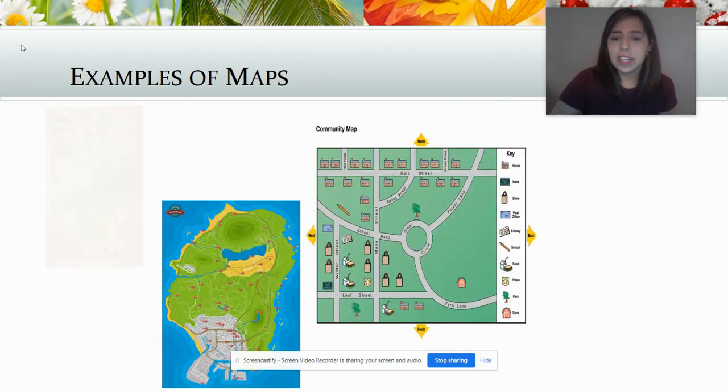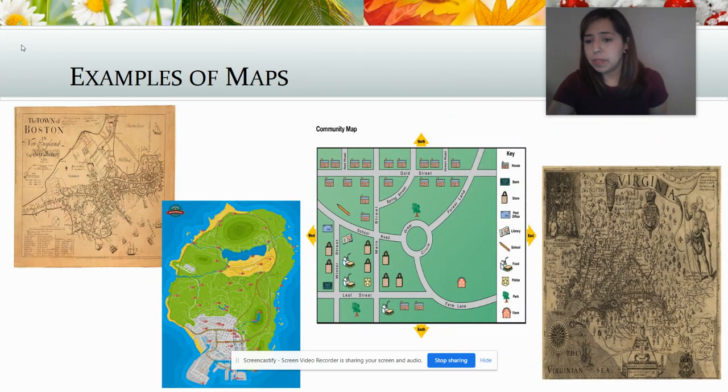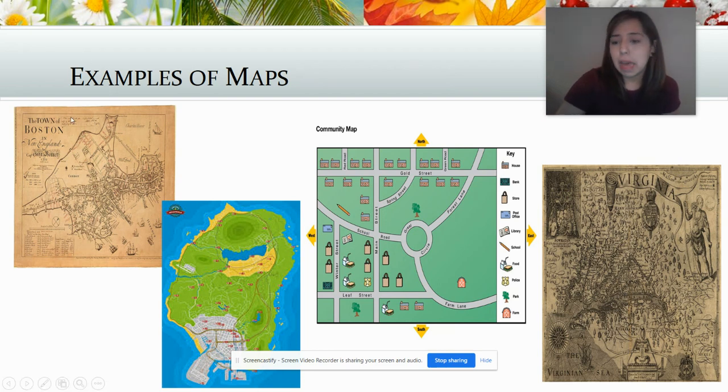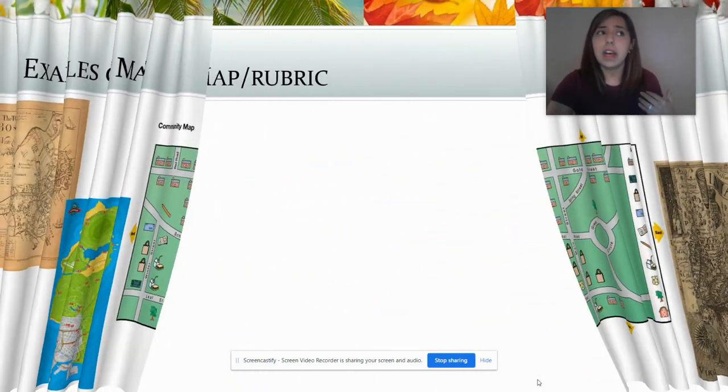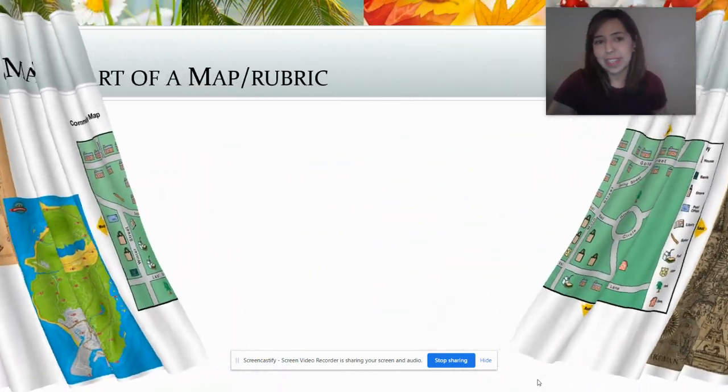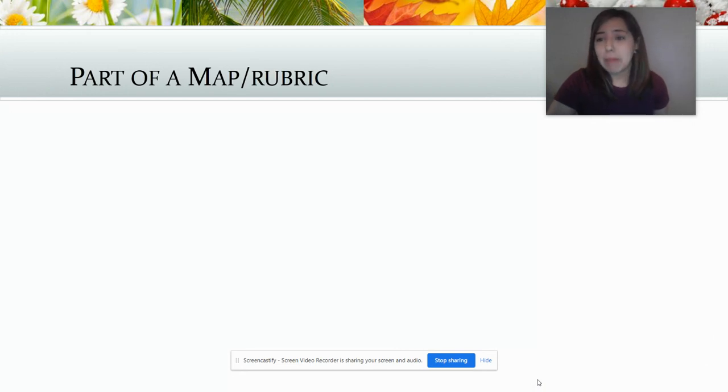As you can see, here's a couple of different examples. We have some ancient maps down on this side. We have some that are a little bit more colorful and a little more simple. And then you have this community map here in the middle that has so many symbols on the side, which we're going to talk about as well, because your map is going to have to include all the different parts of a map. They are called map elements.